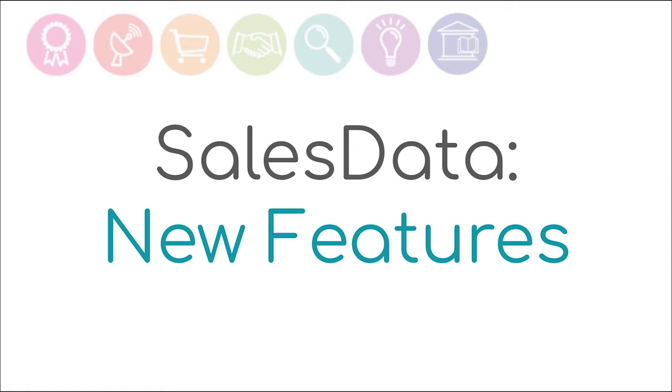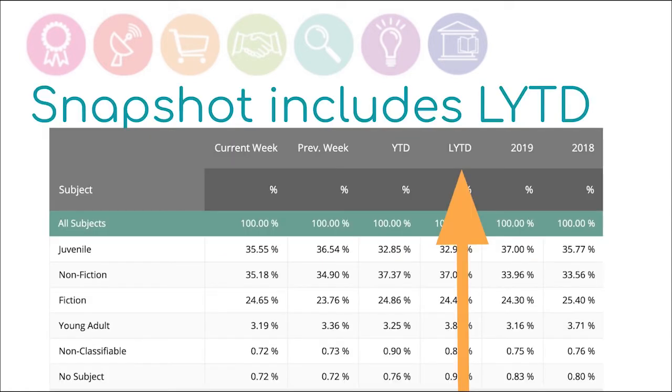Aside from all the time-saving scheduled reports and our improved integrations with retailers, I wanted to take some time to highlight what else is new for SalesData over the last year. The first is an improvement to our snapshot reporting period. In the multiple ISBN, market comp, and market share report, you have the option of choosing the overtime snapshot view. This gives you the selected week, the previous week, current year to date, last year to date, and the entire last year and the entire year before that.